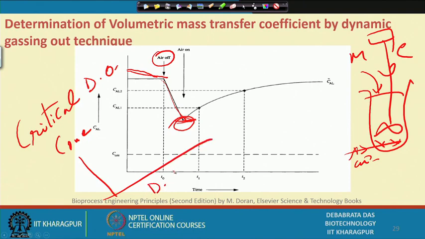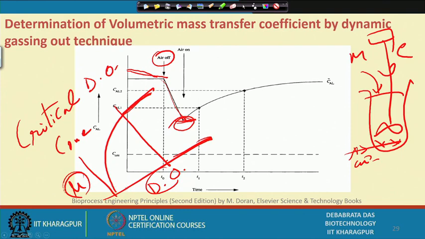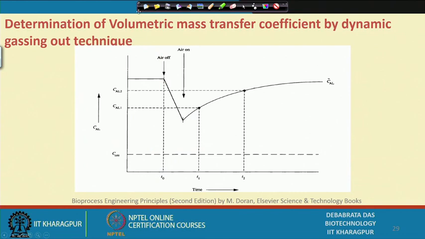Why? Because what is critical dissolved oxygen concentration? If you plot DO concentration against mu, it is like this. Above a certain concentration, mu is independent of DO, and this is called critical. So, this value should always be on this side, not this side. If it is on this side, then mu will depend on the dissolved oxygen concentration. When you put the air on, you will find the dissolved oxygen concentration slowly increases like this. So, this is the pattern we will get.